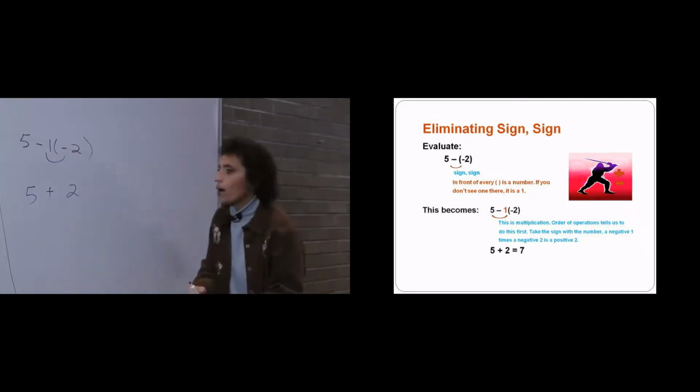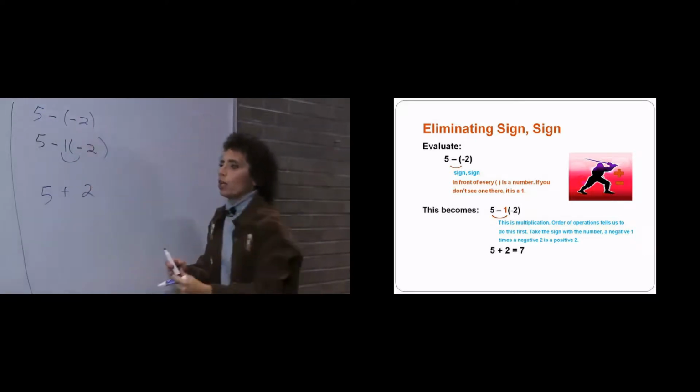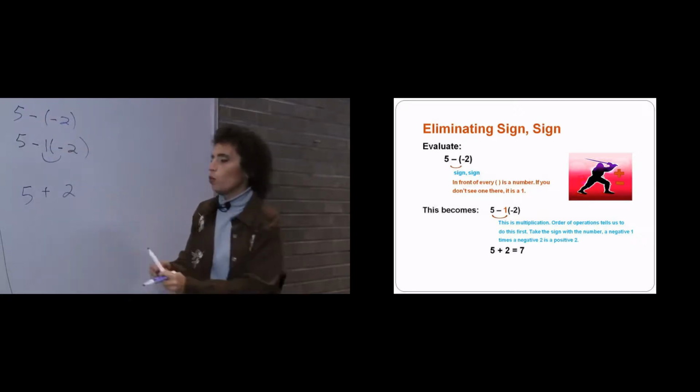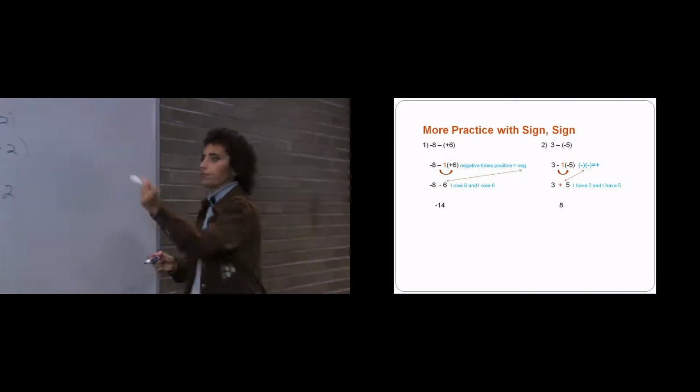So this started as 5 minus a minus 2. 5 minus a minus 2 is the same thing as 5 plus 2, which is 7. Don't worry, we'll do more. Okay, let's try another one.